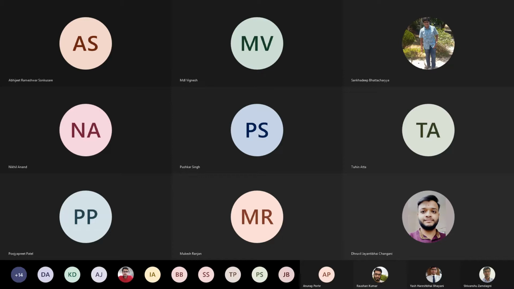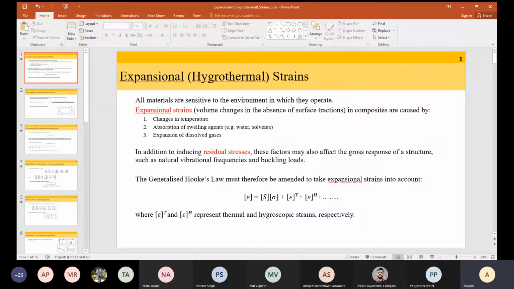Okay, now that being said, let us start. So, as I said, in this lecture today, we want to understand how my orthotropic material will behave if the environment in which it operates changes.